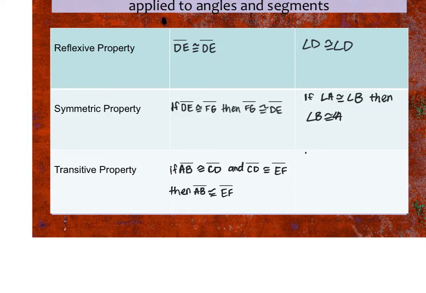And then for angles, if angle A is congruent with angle B, and angle B is congruent with angle C, then angle A must be congruent with angle C.